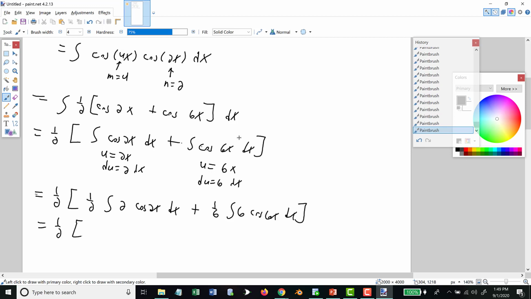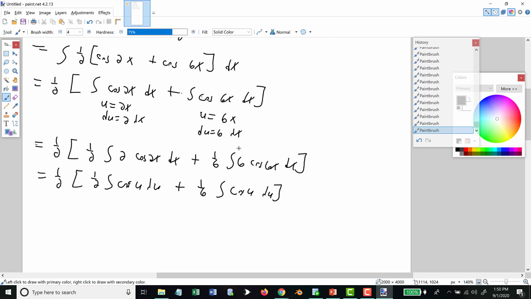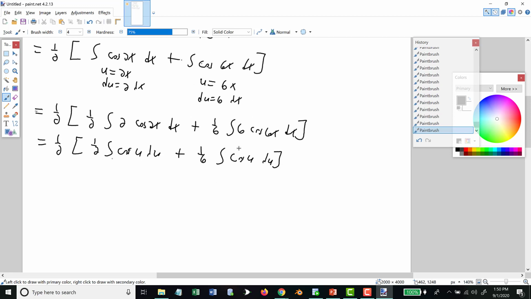So that becomes 1/2 times 1/2 the integral of cosine u du. Keeping in mind that u is what I'm considering different than the u over here. So this will be cosine u du. Might have been better if I used w's along with u's, but oh well. The integral of cosine is sine.